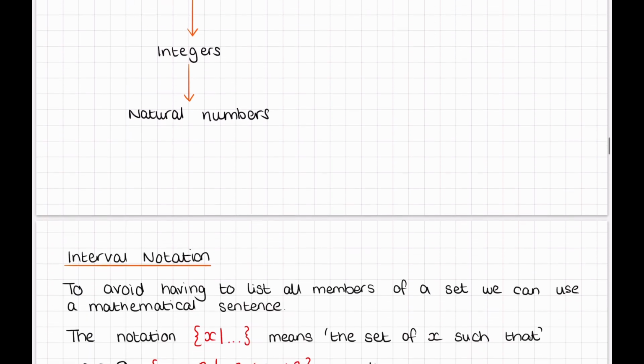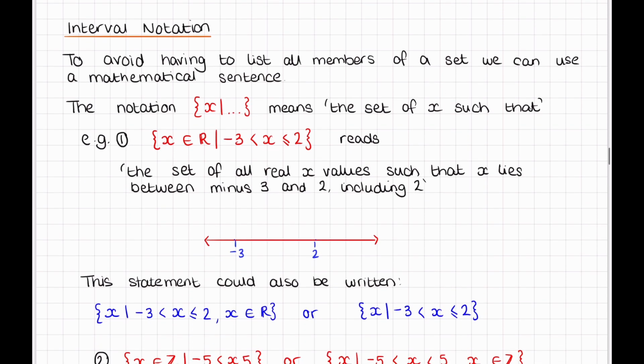Now from there, we're going to go and look at interval notation. So to avoid having to list all members of a set, we can use a mathematical sentence. Now we have the notation, you can see here I've got these curly brackets, which represent sets, which we've already seen. We've got the X, and we have that straight line. Now if you go back to the previous video and all our notation for sets, that straight line means such that. So that little bit there means the set of X such that, and then we put something else in there.